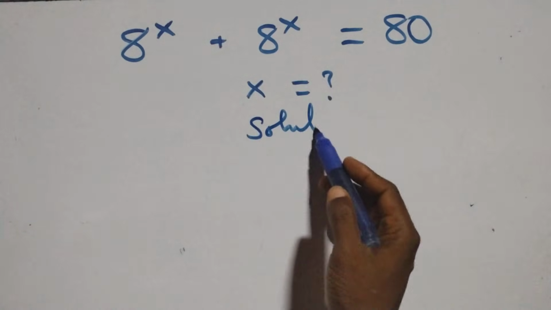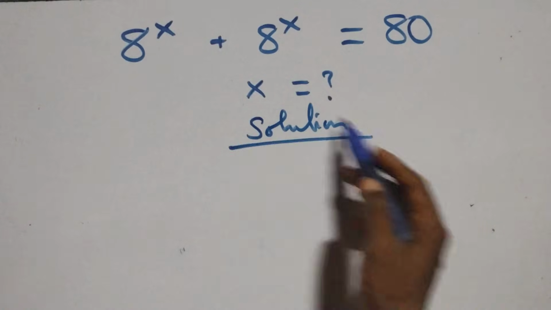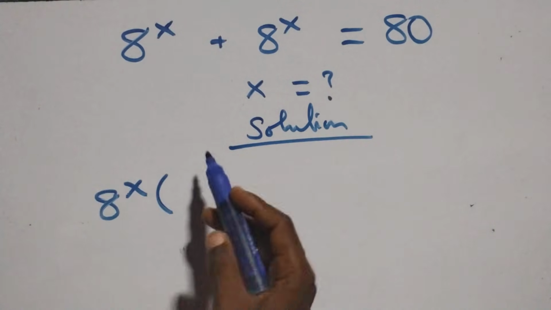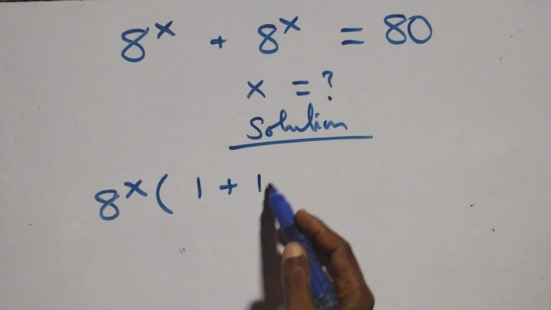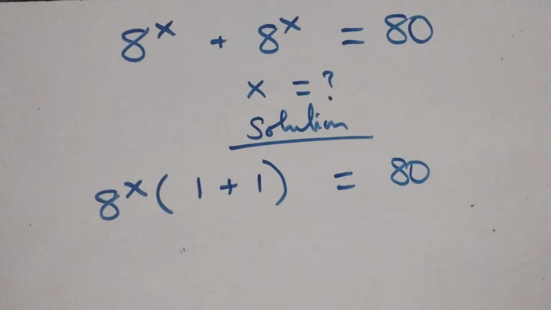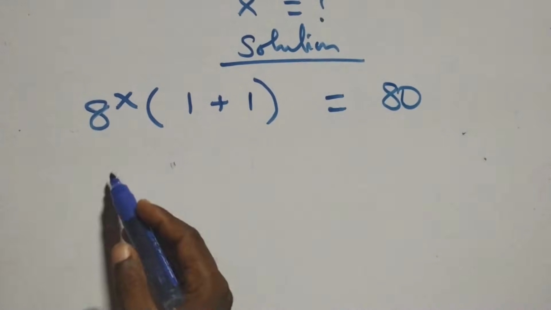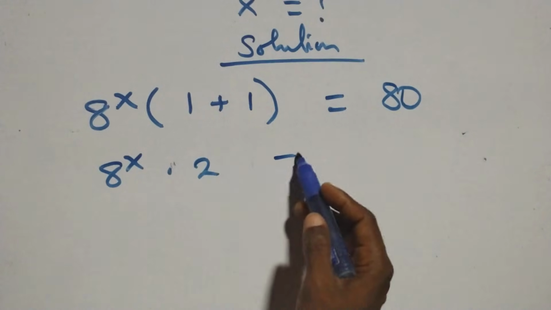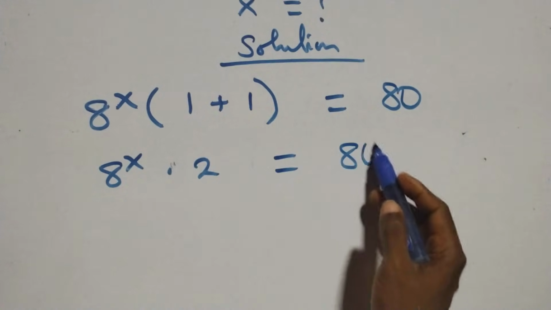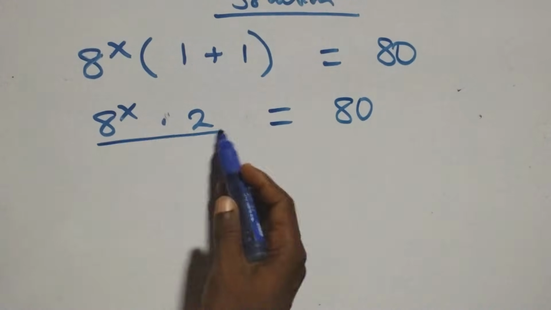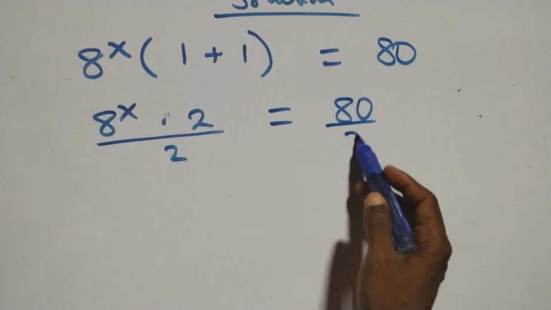Solution from here. What we have here: we factor out 8 raised to power x. That is, we have 8 raised to power x times (1 plus 1) equals 80. At this point, we have 8 raised to power x times 1 plus 1, that's 2, equals 80. The next step, we divide both sides by 2.